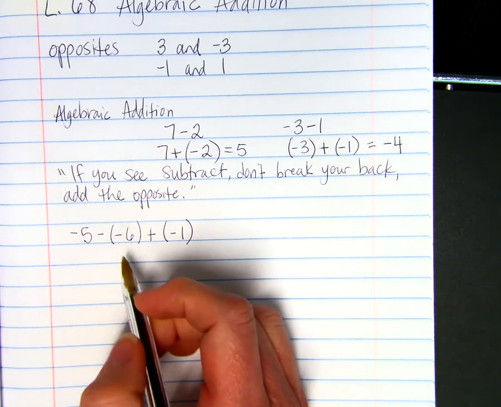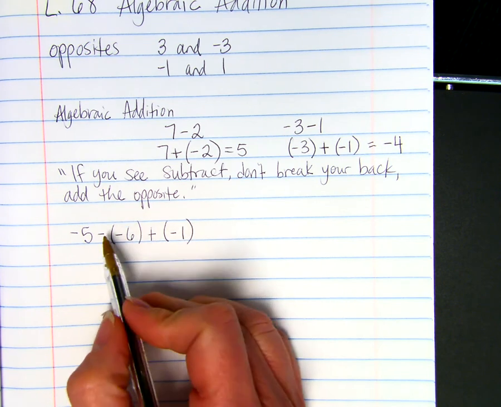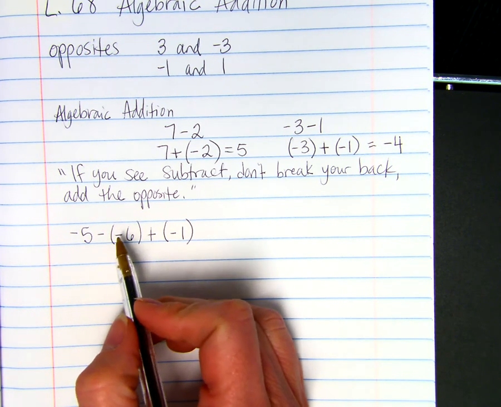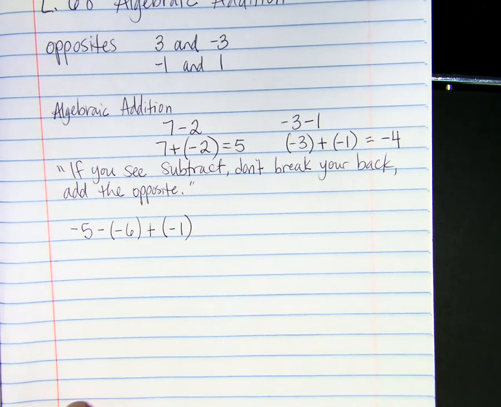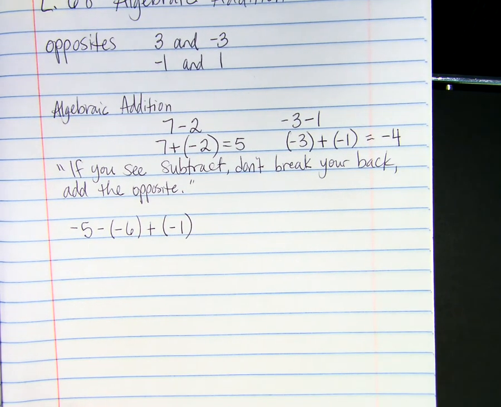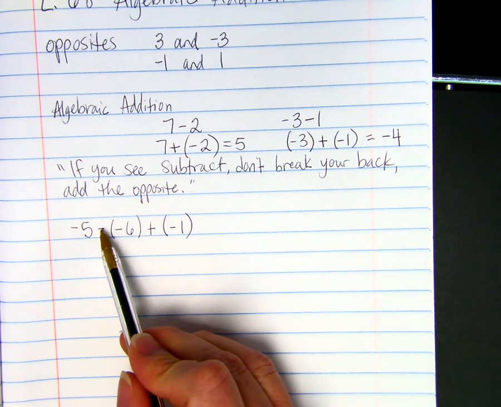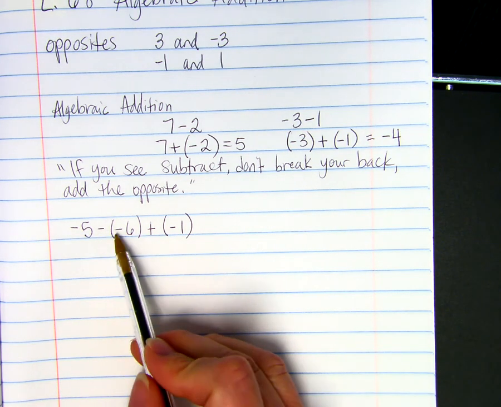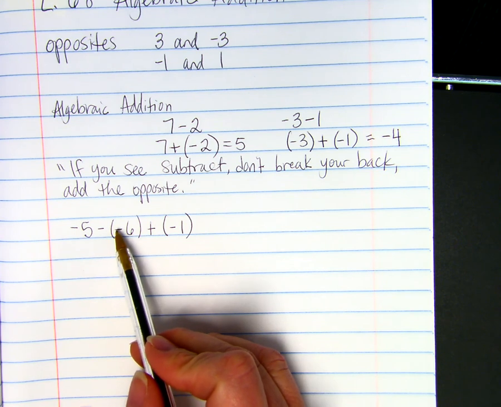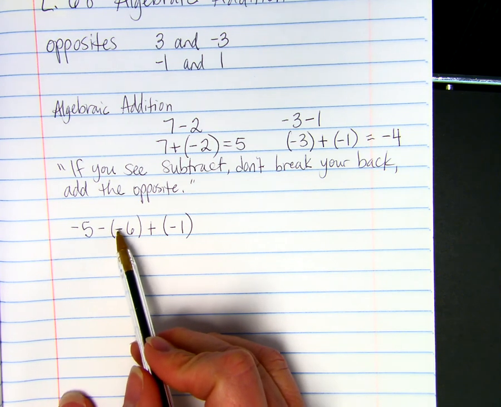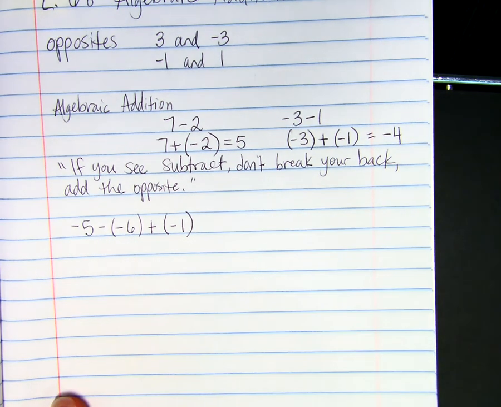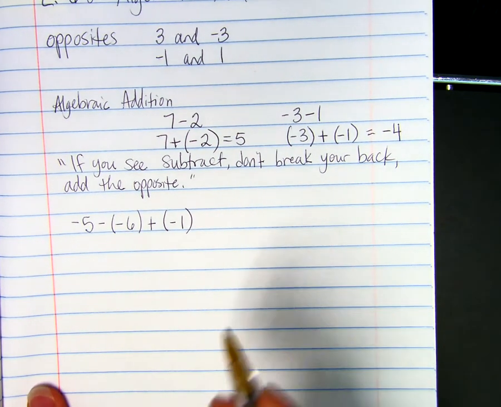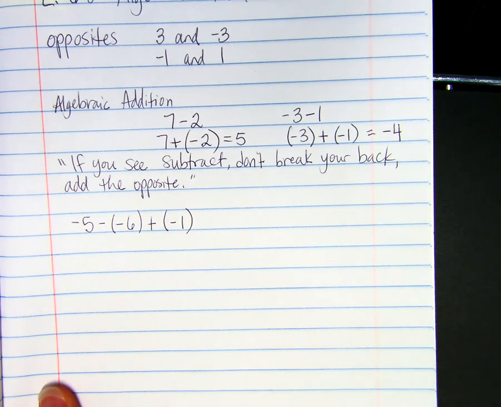I've heard teachers say, if you have 2 signs, you think of the words hate and love. When you see negative, you think of hate. So if this is hate, someone hates to hate, then they love, right? If you hate to hate, then you love. So this would change to a plus. Is that so confusing? I'll show some more examples on that one.